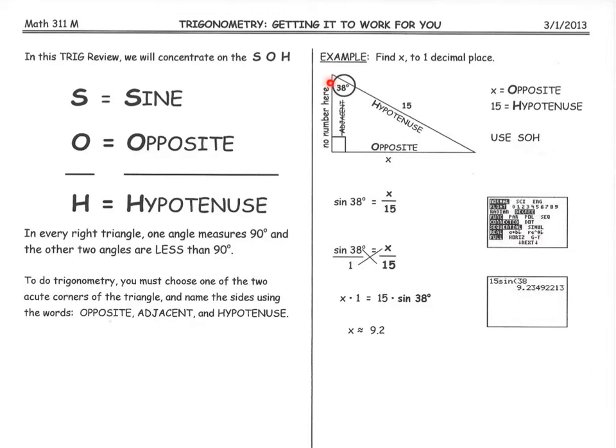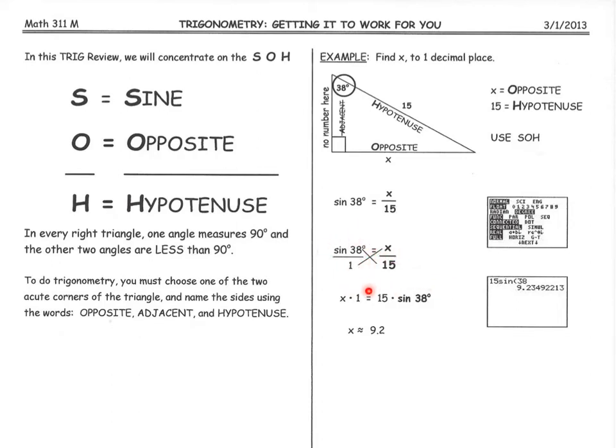So because there's no number along the adjacent side, but there's an X here and a 15 on the hypotenuse, the O and the H mean we want to pick SOH. We set it up by saying that the sine from the 38-degree corner is opposite, which is X, over hypotenuse, which is 15. And then we put a 1 below the 38-degree sine so that we have 4 corners to our ratio, and then we cross multiply. And x times 1, or x, is equal to 15 times sine 38.